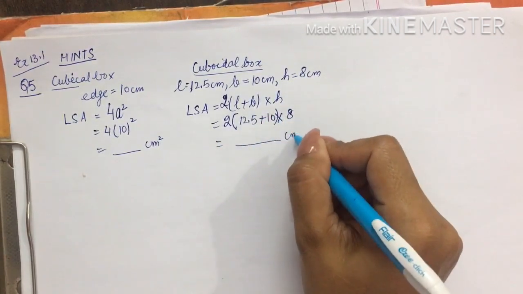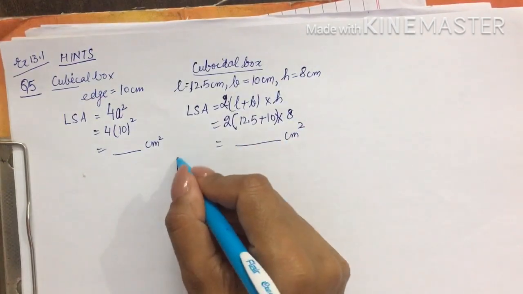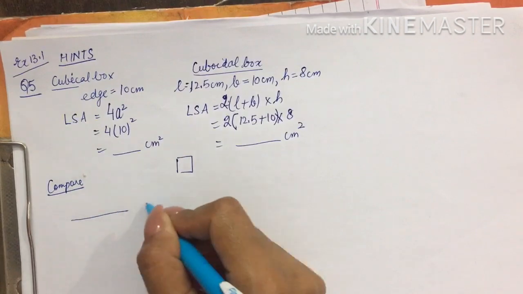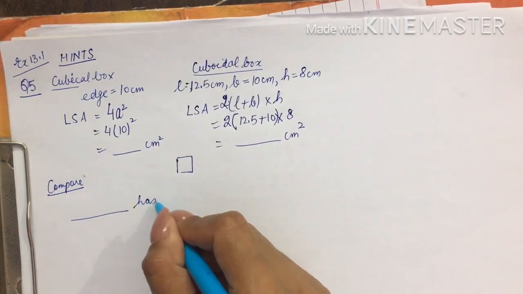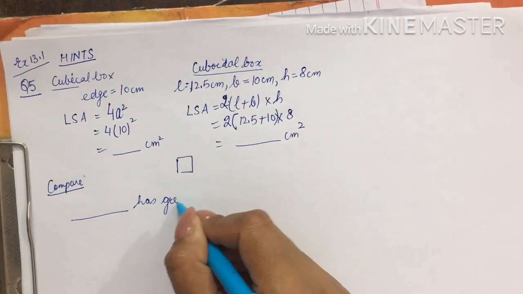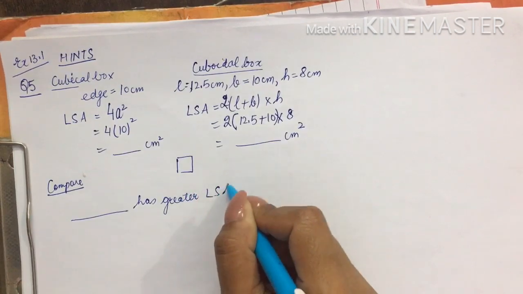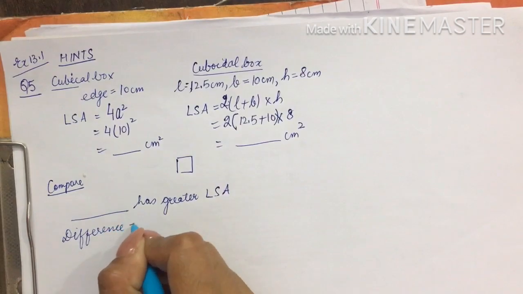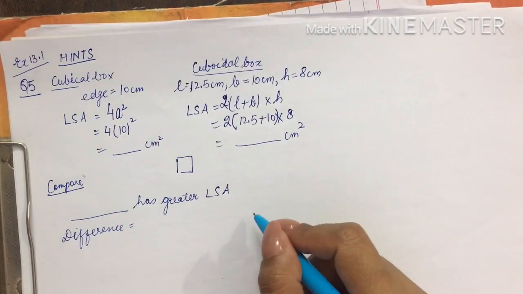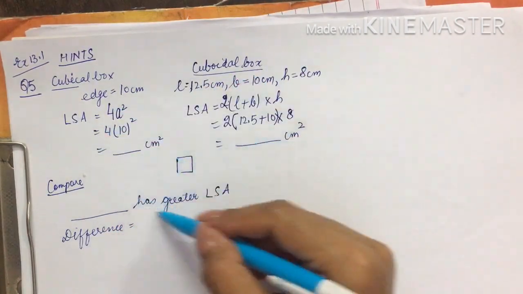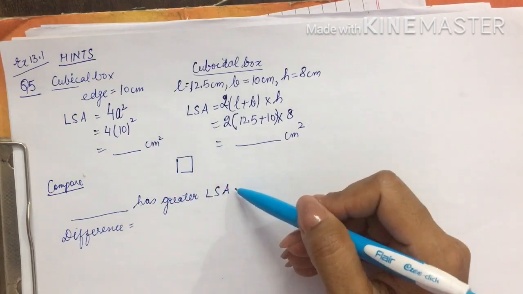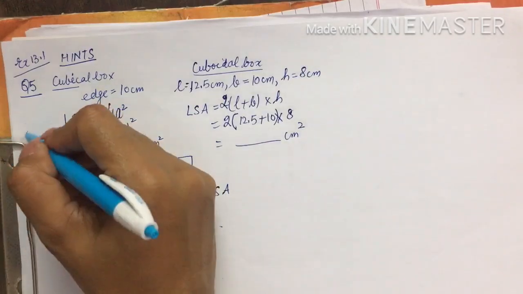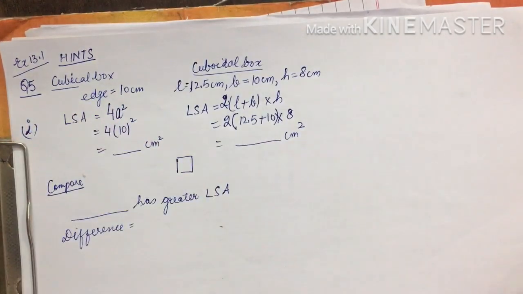So this will also give you the answer in centimeter square, and then you can compare and answer which shape has greater lateral surface area, and then you find out the difference. So these will be the 3 steps: finding the areas, comparing them to see which has the greater lateral surface area, and then by how much will be given by the difference. So this will be the first part.